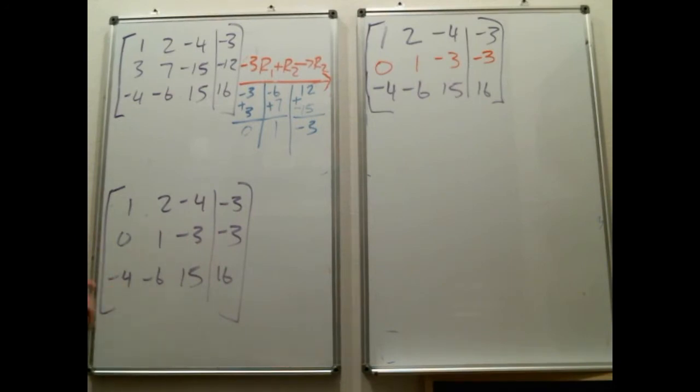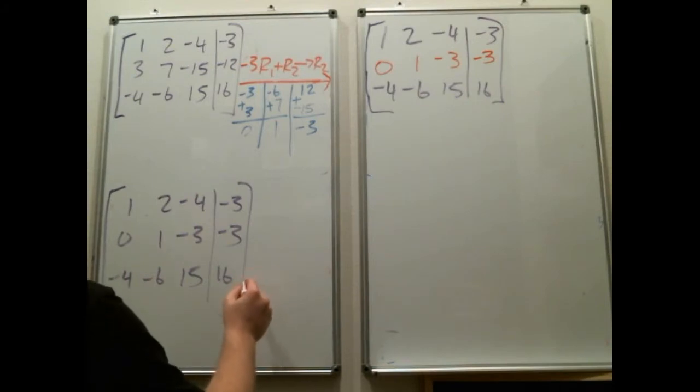So ask yourself what. Well, first of all, if you think you're well enough off, go ahead and try to do this next step yourself. But I'm going to keep going. Ask yourself, what do we need to add to -4 to make it 0? In other words, -4 plus blank equals 0. That would be +4. So I need to multiply row 1 by +4, add it to row 3, and that gives me a new row 3.